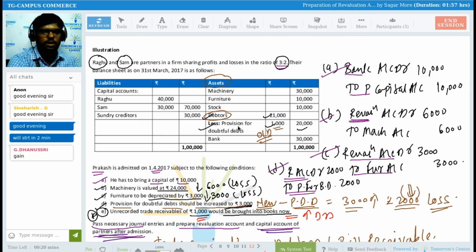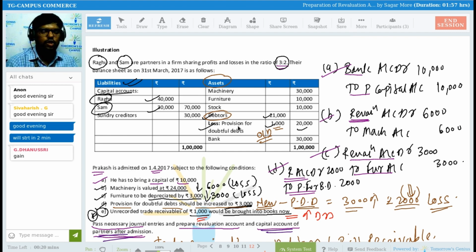So in the balance sheet, liability side, capital balances of Raghu and Sam are given, 40 and 30, right? Where we have to record these capital balances? On the debit side of the capital account or the credit side of the capital account?